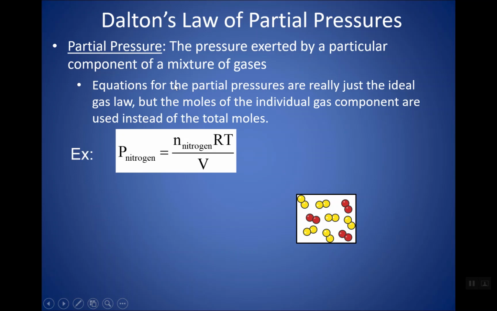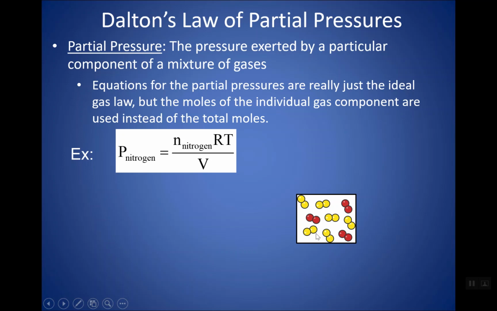It sounds fancy, but it's really just the pressure exerted by just one component in your mixture. So if I want the partial pressure of nitrogen, you usually indicate it with a P to represent pressure, and the element or compound you're talking about, in this case nitrogen, you could just write the word nitrogen or N2, because don't forget nitrogen is diatomic if it's by itself. And it's just PV=nRT, the ideal gas equation, but using just moles of that one component. So there's really not any new equations here. If you see partial pressure, it's the pressure of just that one gas, and you're using the moles of just that one gas in PV=nRT.